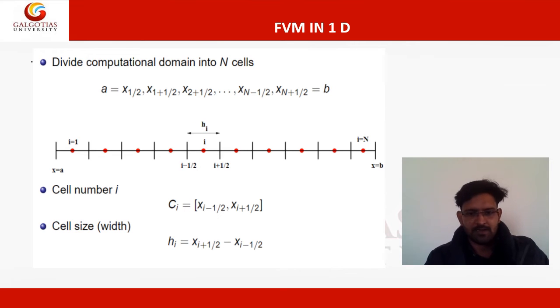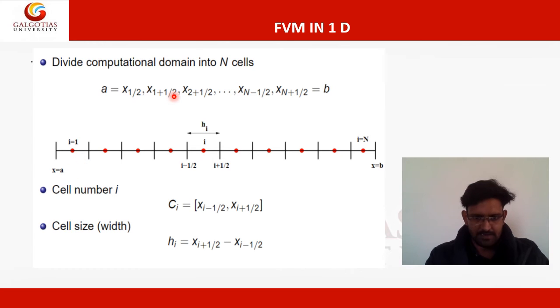So let us apply the finite volume method. For the 1D case, we have a domain stretched from x equal to a to x equal to b, and we have divided this domain into a finite number n of elements. If the central cell is I, then this is I minus half, and this is I plus half, and the distance between them is one unit. In this way we can divide.